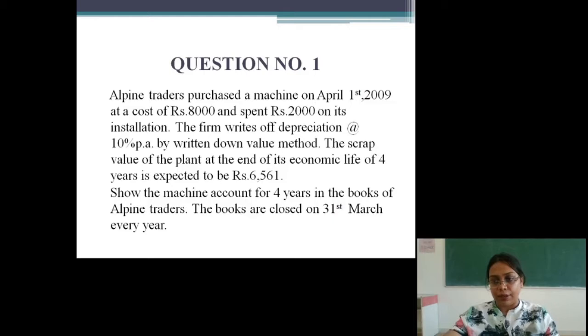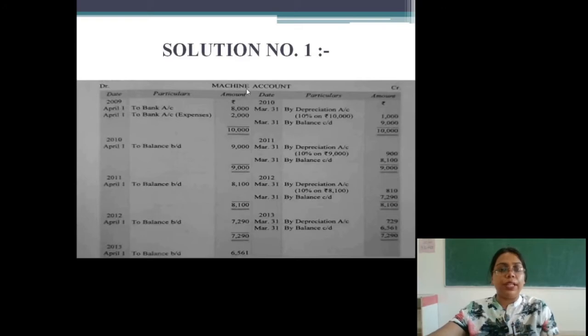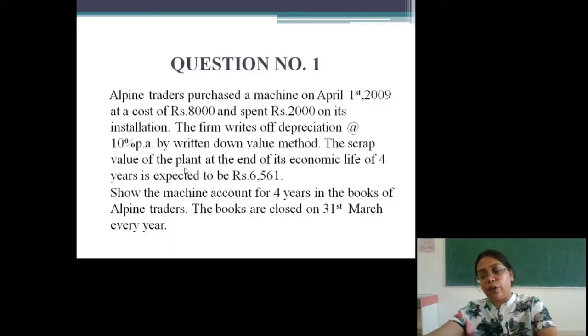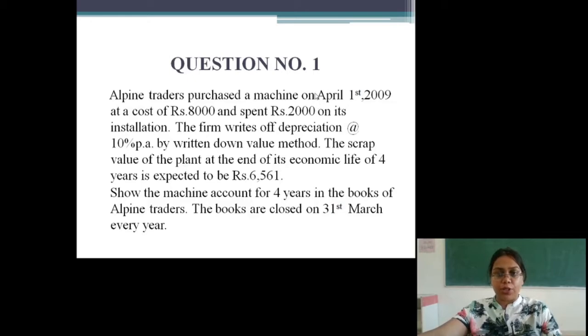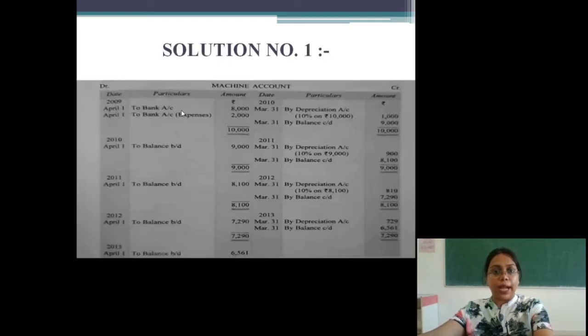In this method also we'll draw a machinery account, with date, particulars, amount, debit and credit. We'll start with the year when we purchased the machinery, April 1st, 2009. The initial cost was 8,000 plus 2,000 for installation, so the total cost will be rupees 10,000. So to bank account rupees 8,000 and to bank account rupees 2,000. We can also show to bank account rupees 10,000. This is up to our choice.